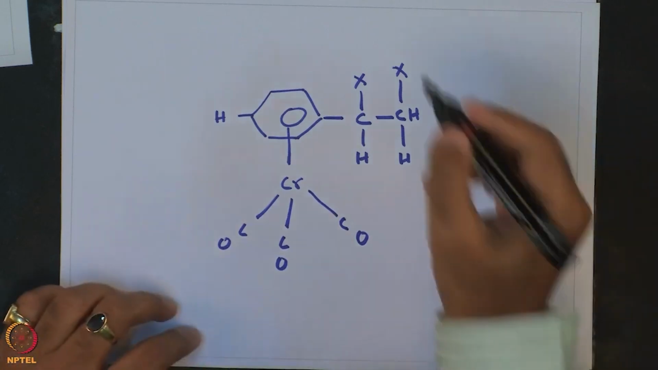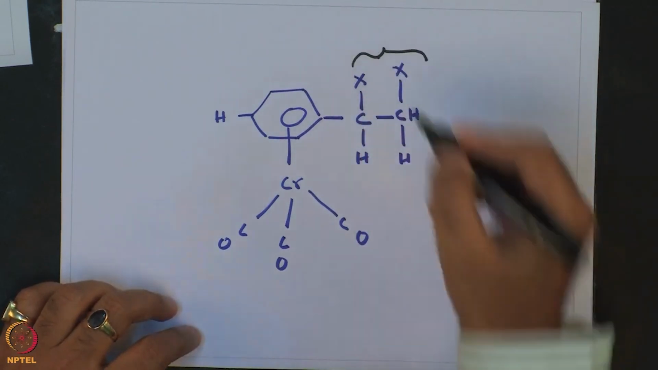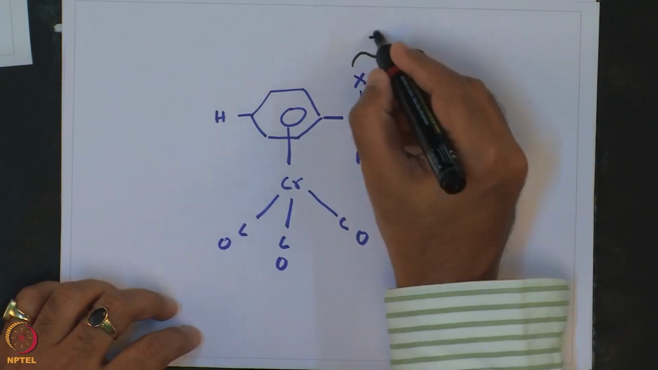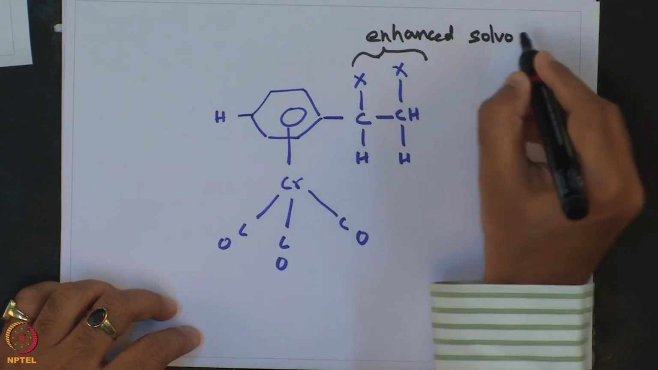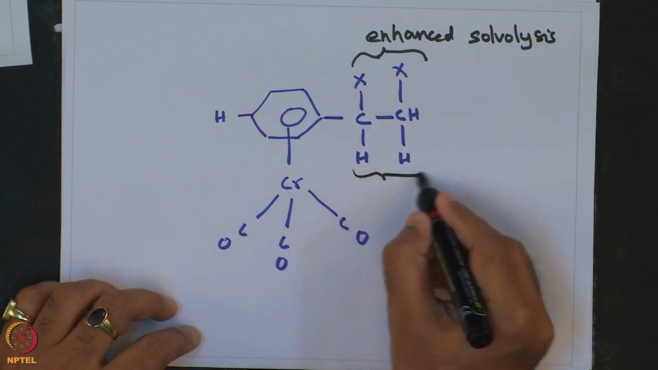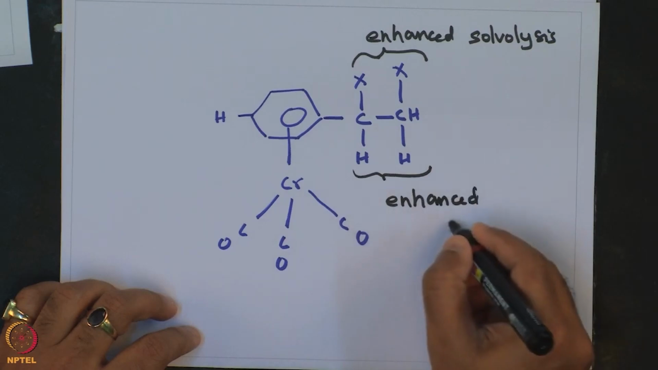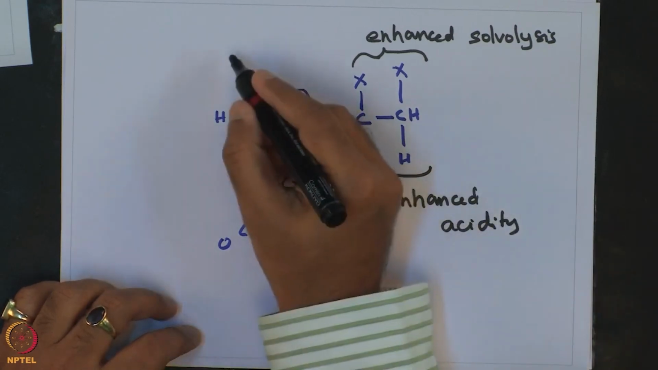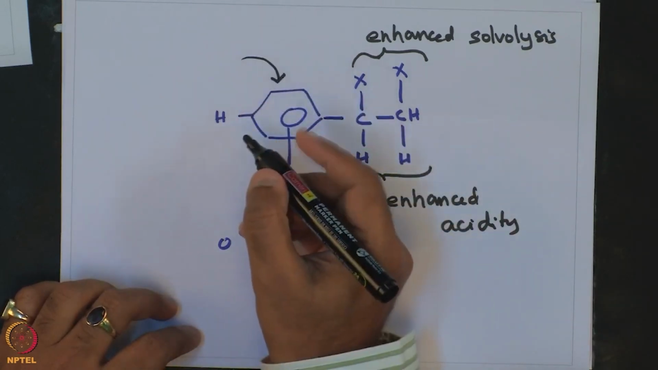So, these halides, the positions in alpha and the beta position, undergo ready solvolysis, or these are the regions which show enhanced solvolysis. Similarly, the protons over here show enhanced acidity. The benzene ring shows enhanced nucleophilic substitution.